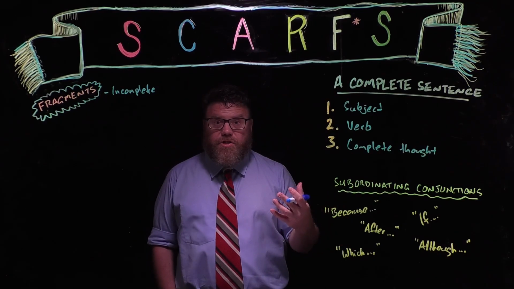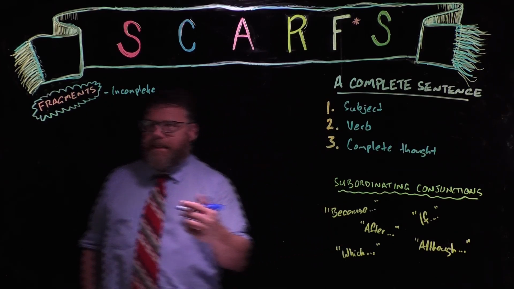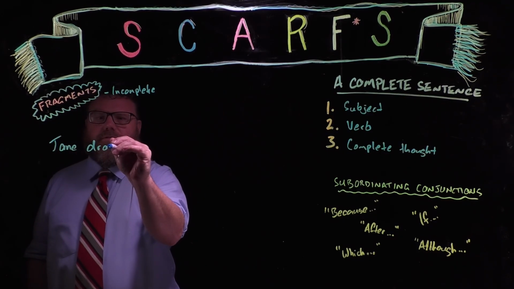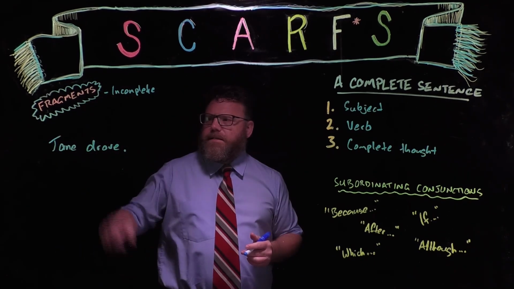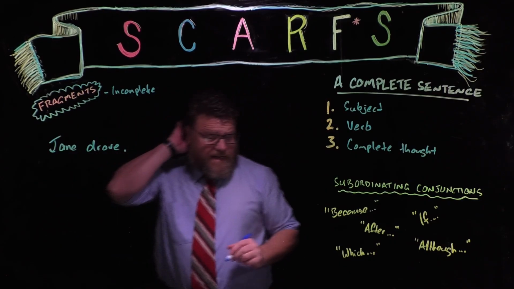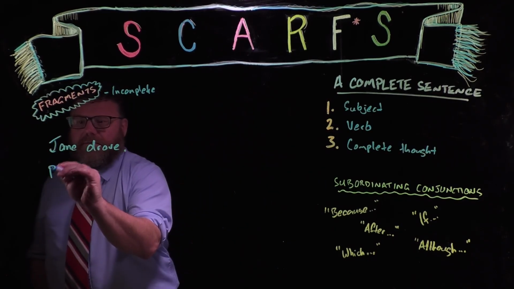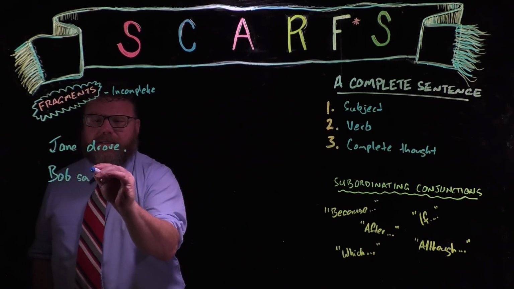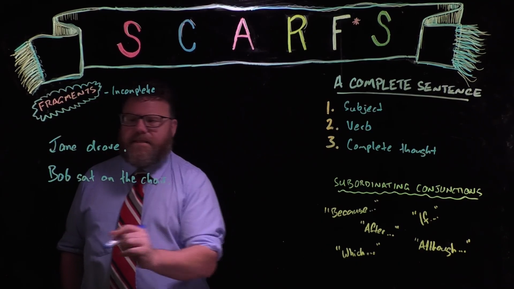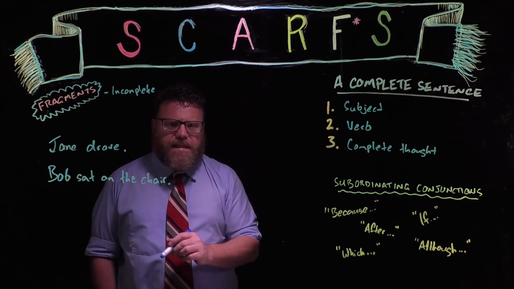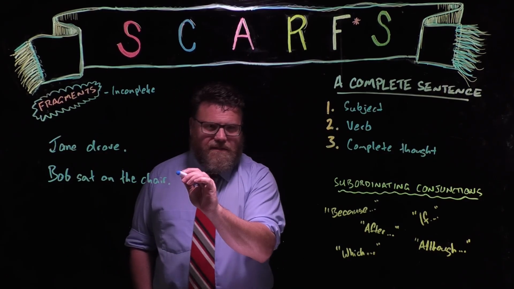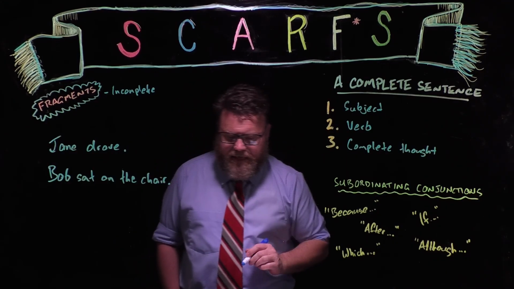Now, they can be very short. So, something like Jane drove. That's a complete sentence. It's got the subject and it's got the verb and it's a complete thought. Another example might be Bob sat on the chair. So we've got our subject, Bob, the verb to sit, and in this case there's an object saying where Bob sat, and I'll come back to the topic of objects in a little while.